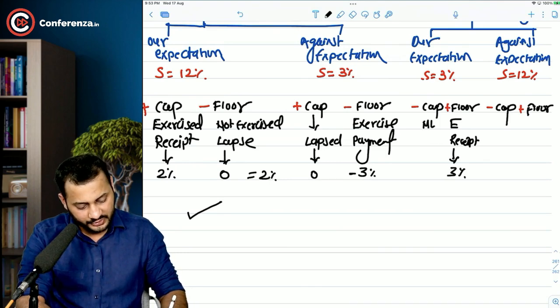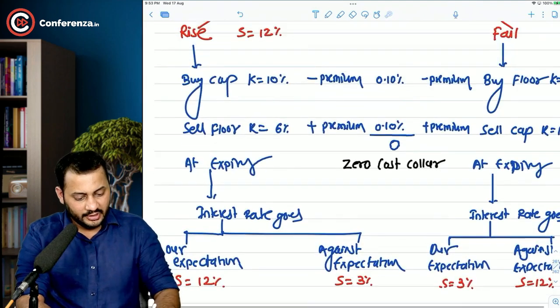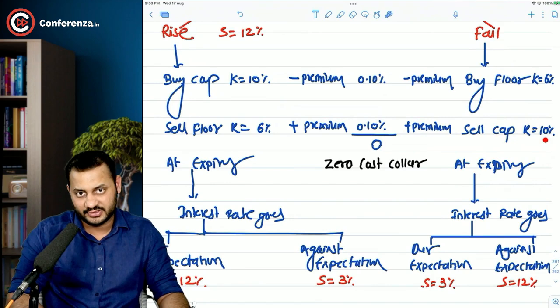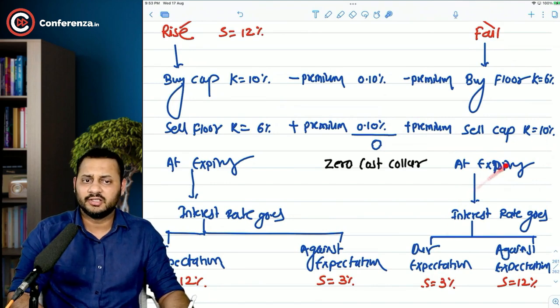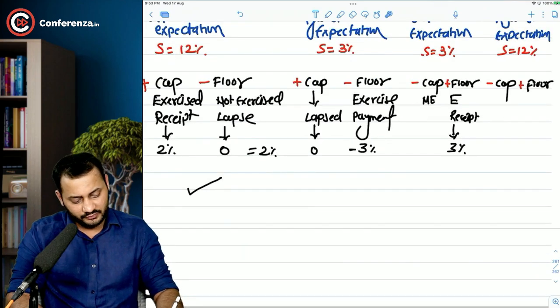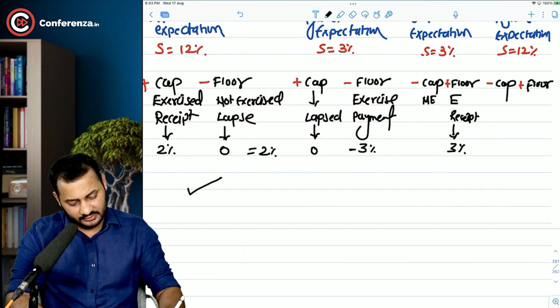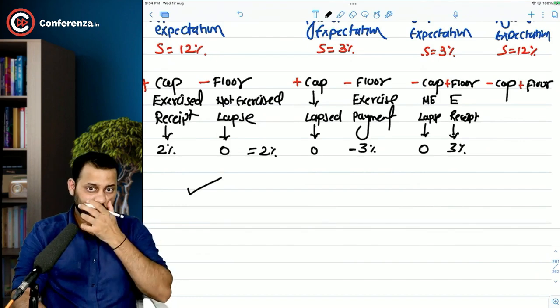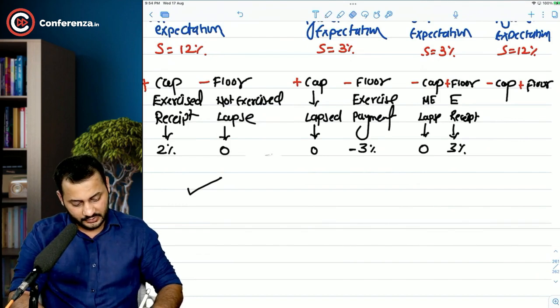And this cap option will not get exercised, because in order to get the cap option exercised, the rate should go beyond 10%. It has gone to 3%. It's not beyond 10. So this option will not get exercised and we will call it as lapsed. There will be no payoff in this case, right? I will just remove it for the time being.